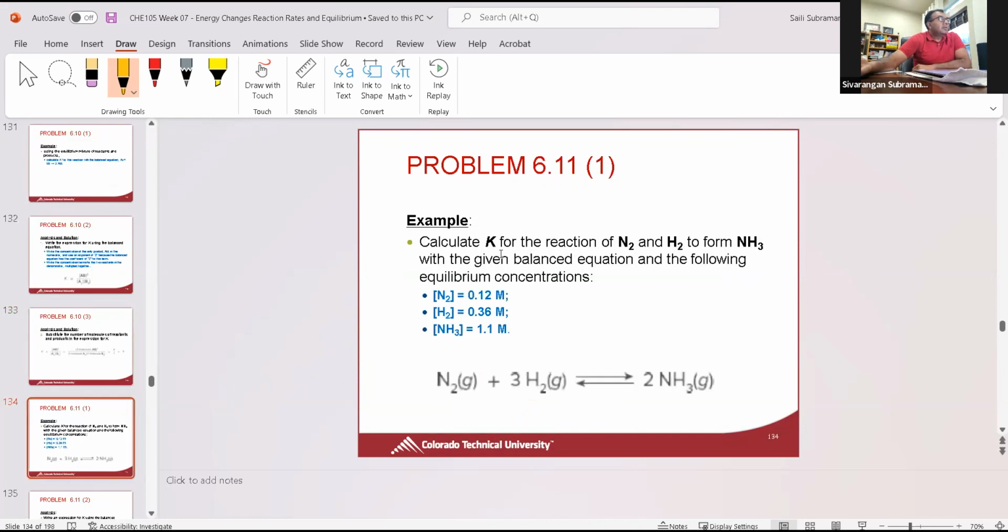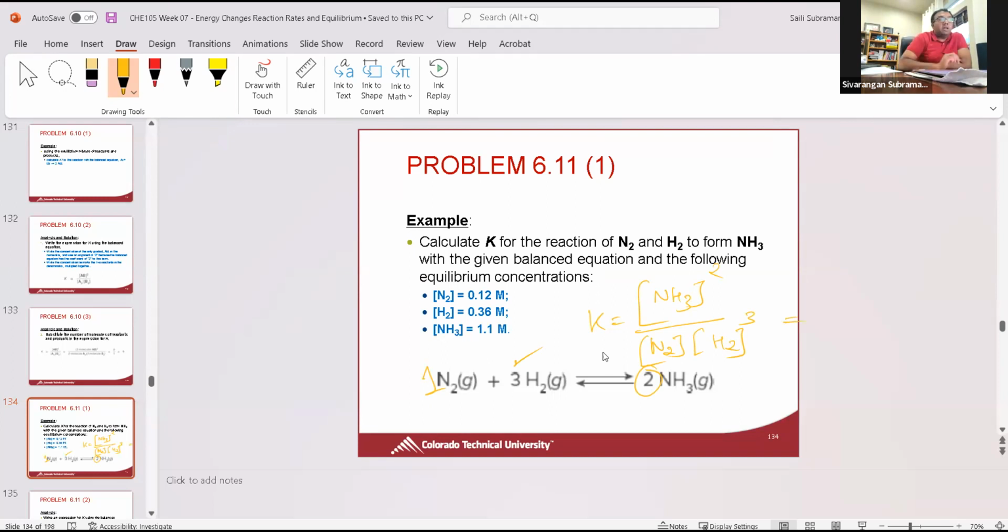So, similar kind of example. Calculate K for the reaction of N2 and H2 to form NH3. So always write the reaction: N2 plus 3H2 gives you 2 NH3. You guys know how to balance a chemical equation. So now K is nothing but the NH3 concentration, don't forget the square, divided by the concentration of nitrogen to the power 1. So you can ignore it. But hydrogen, you cannot ignore it because this is 3. So this is the formula for chemical equilibrium for this reaction.